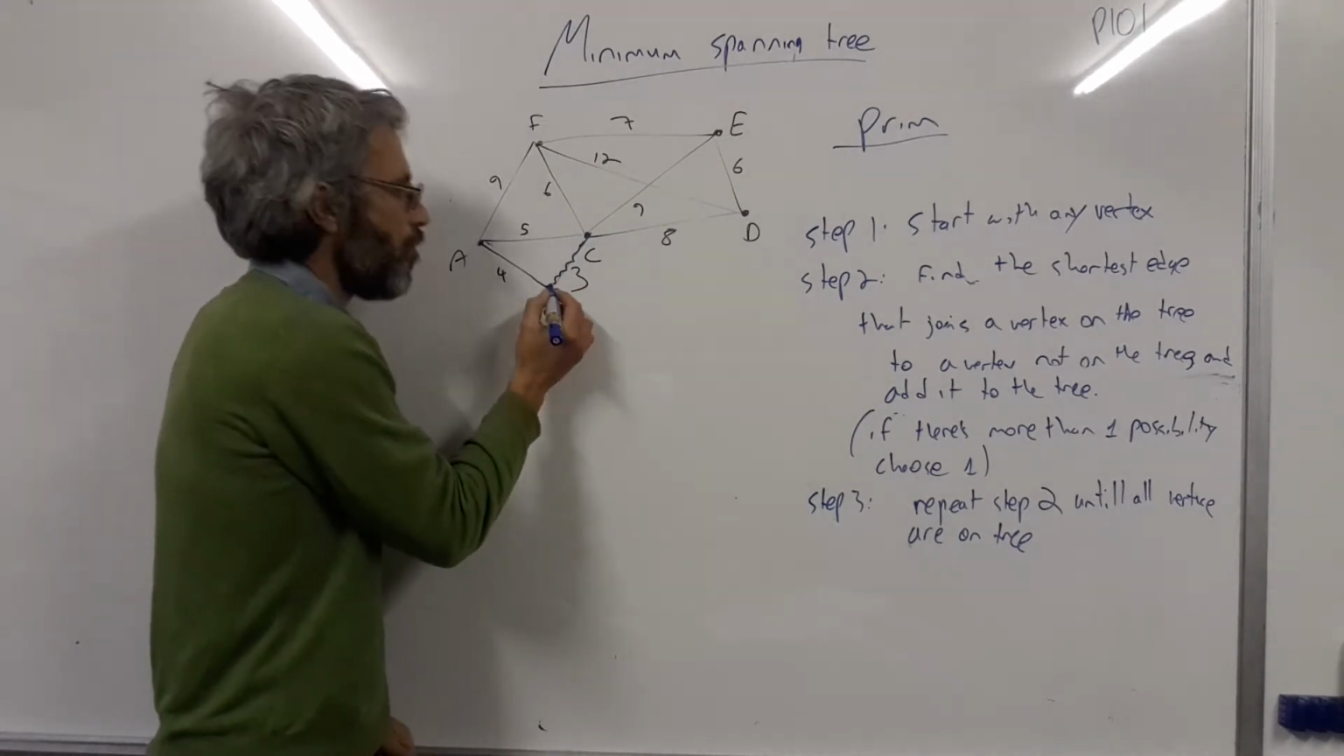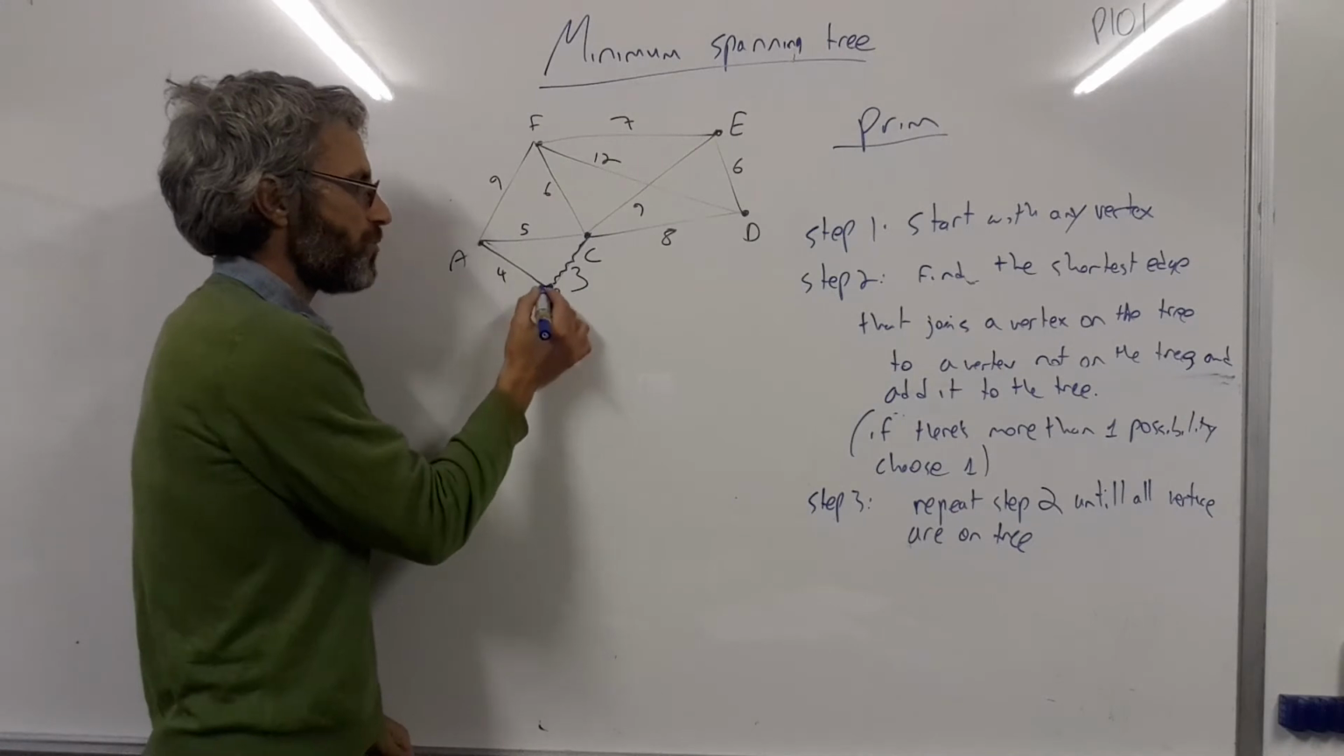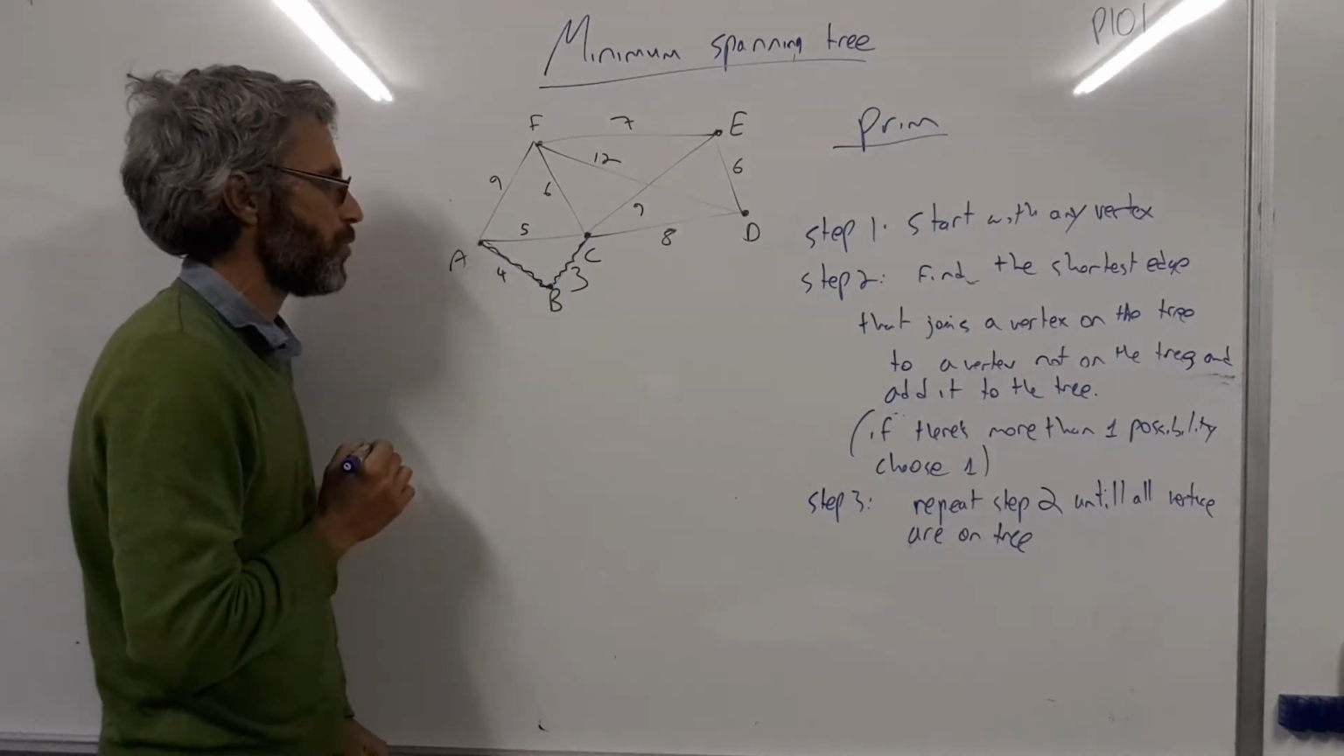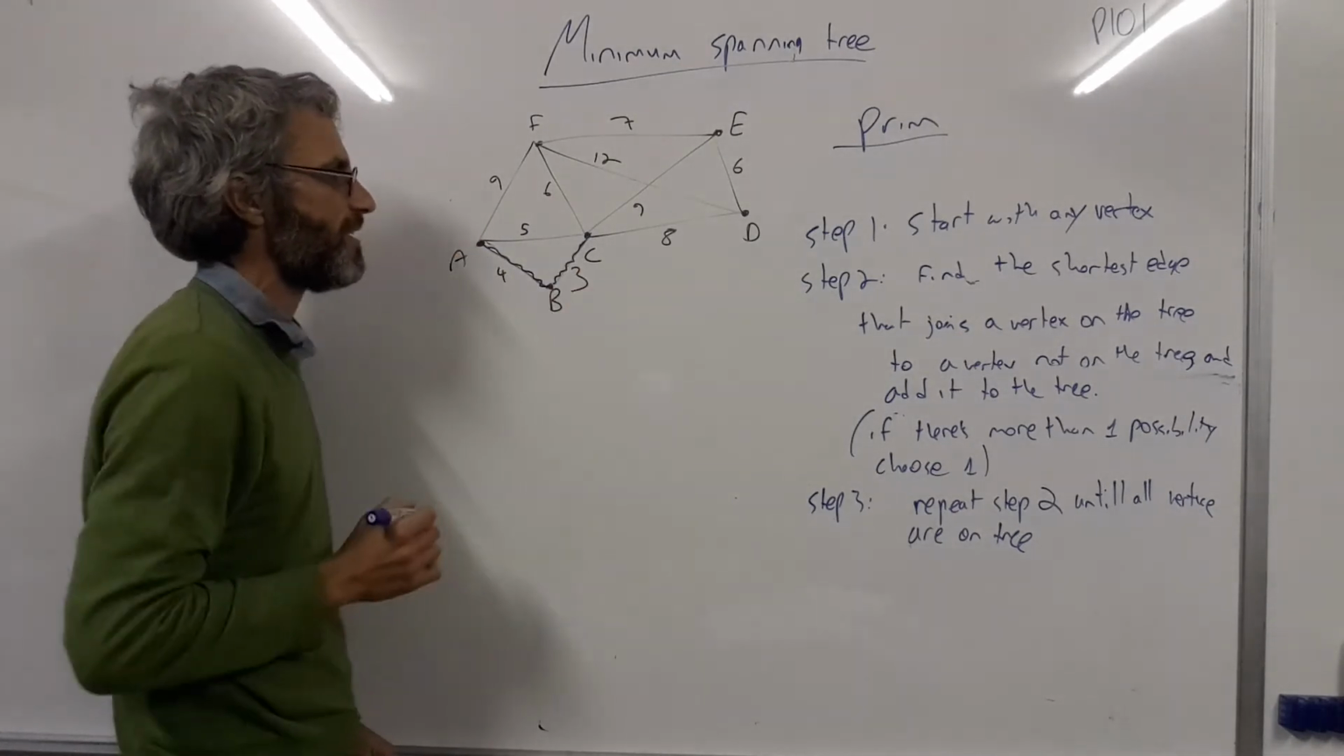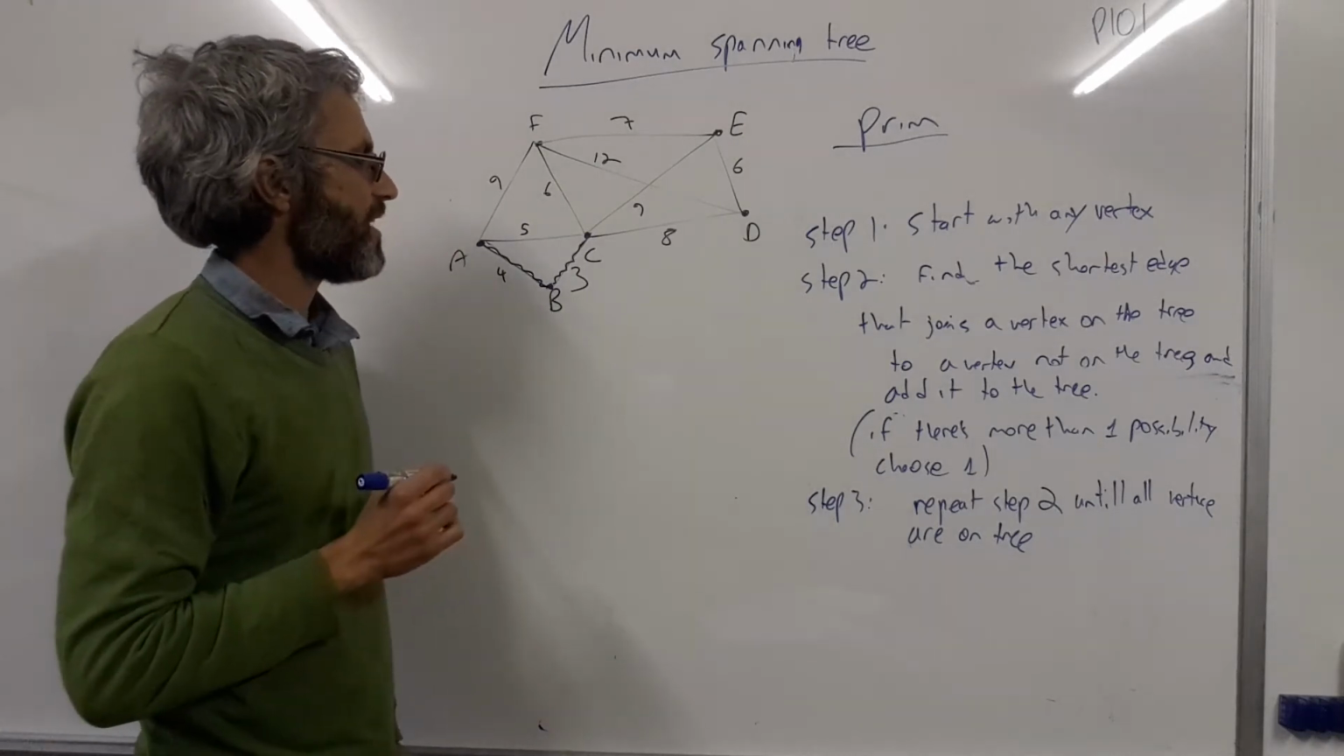I can go from B or from C. So 4 is smaller, so I'll go to A now. Now I've got A, B, and C on the tree. Okay? Now what will be the next one?